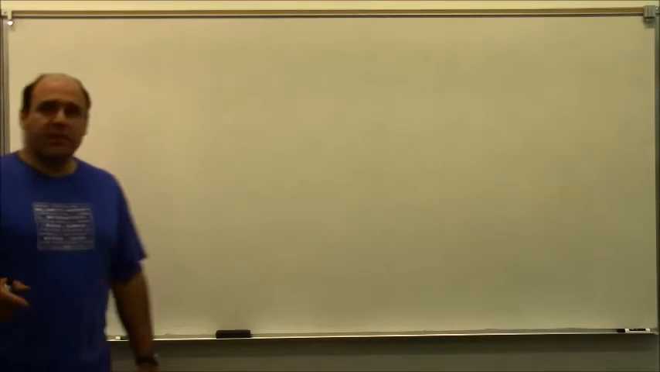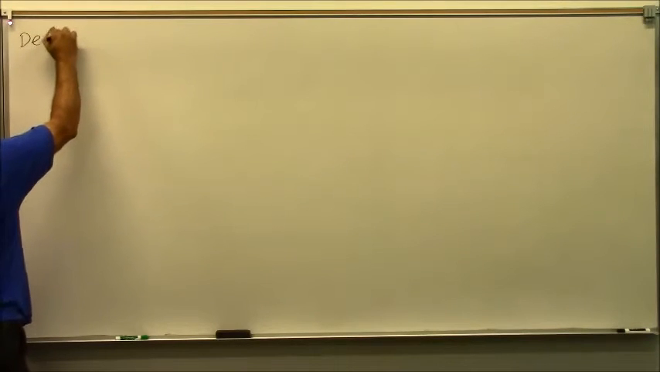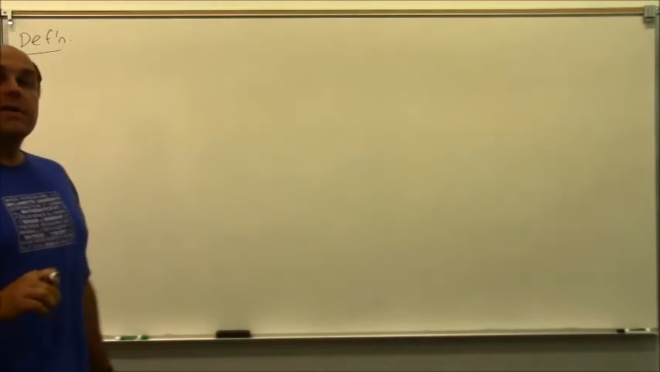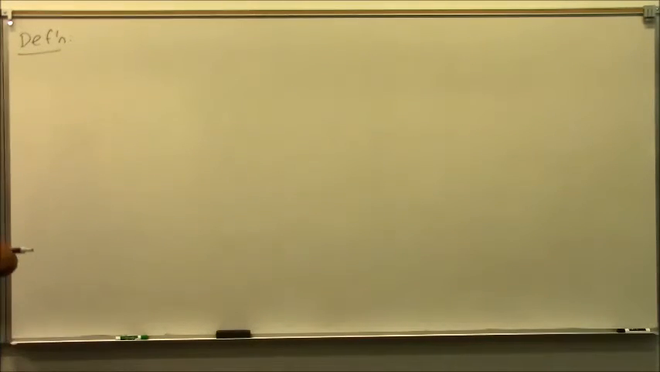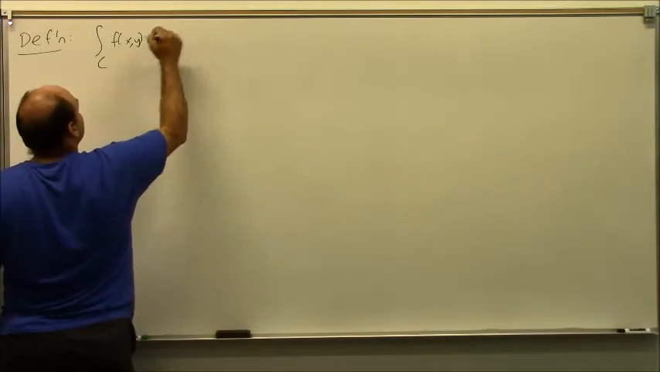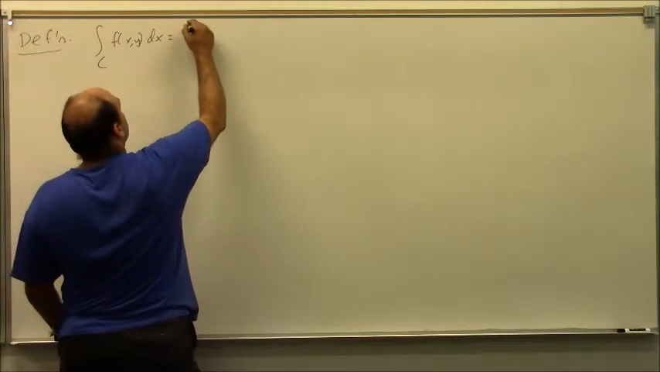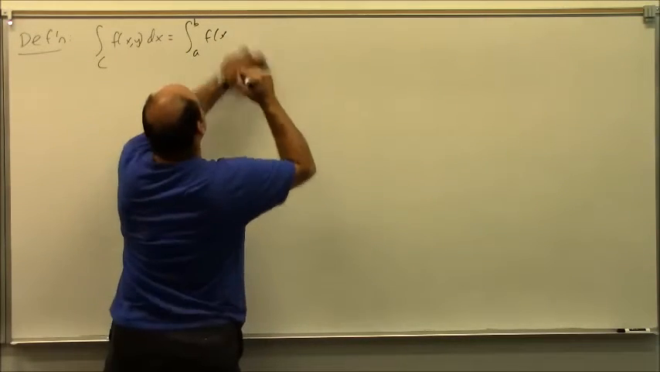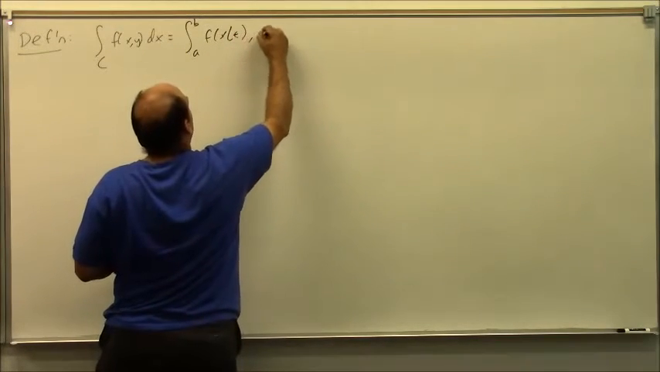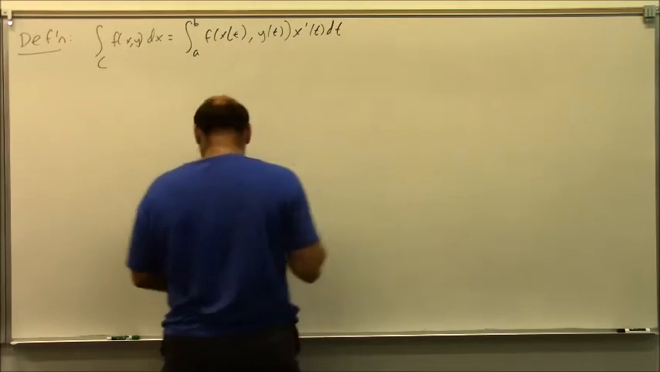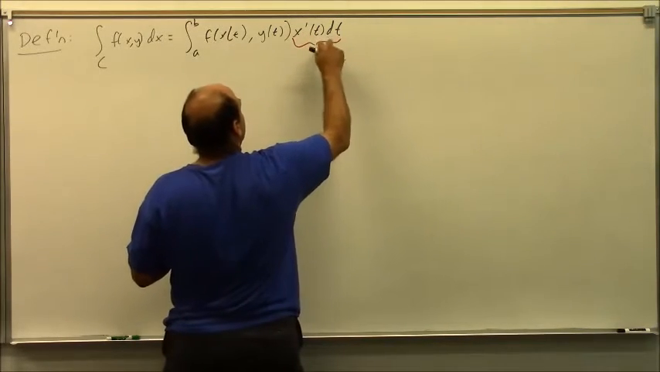Now, we can also do this same kind of thing with respect to x and y, it turns out. So I'm going to define a path integral with respect to x and a path integral with respect to y. These are different from the partial integrals that we were doing before. The path integral over C of f of x, y dx is equal to the integral from a to b of f of x of t, y of t, times x prime of t dt. So this x prime of t dt is playing the role of dx.